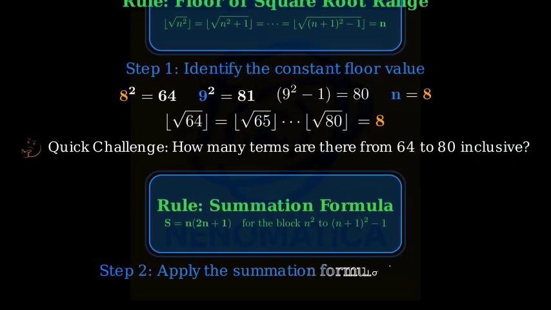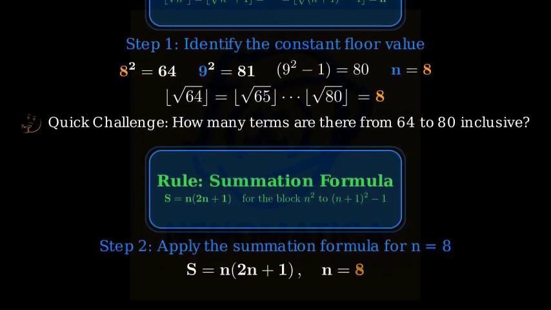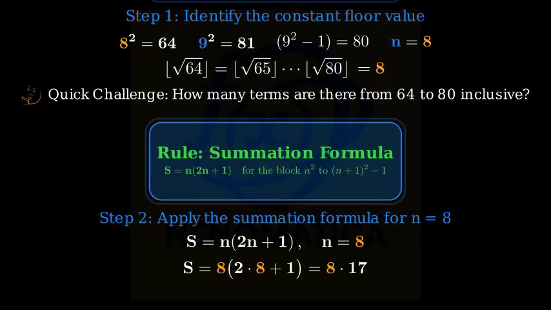Let's add the step title on screen. Since n equals 8 here, the number of terms is 2 times 8 plus 1, which is 17, and each term is 8. So S equals 8 times 17.